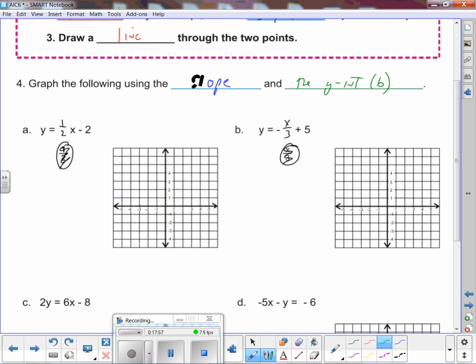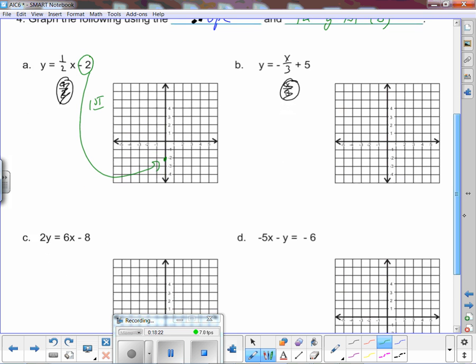Now, the only thing students mess up is sometimes they forget to do the y-intercept first. So look, do you agree that's my y-intercept right there? The -2. So I'm going to plot that first, right? The y-intercept goes first.